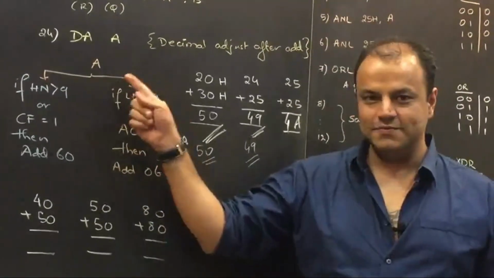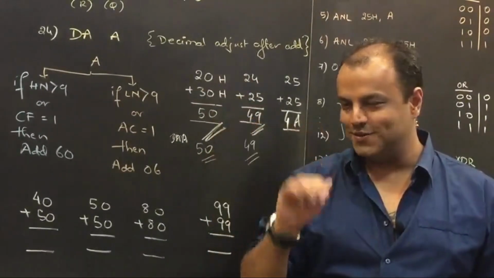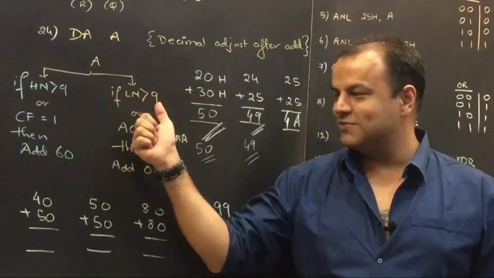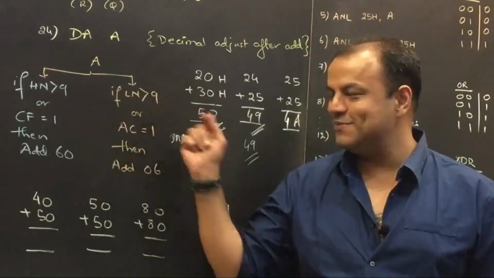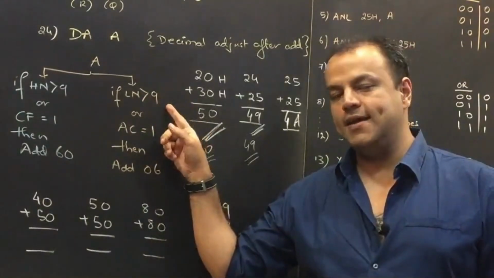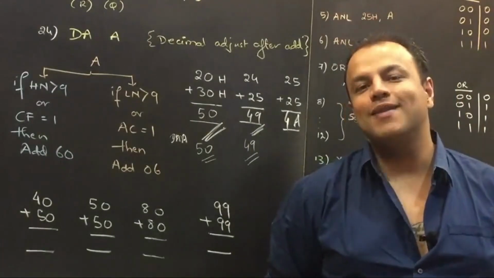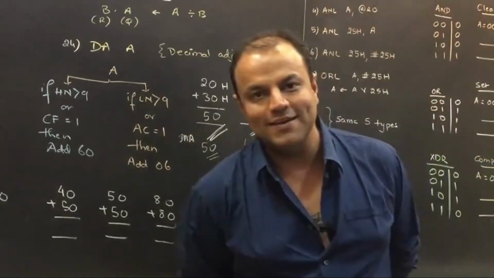DAA looks at A register. When you do DAA, A register contains the result of your addition. A has two nibbles, a lower nibble and a higher nibble. It will first check the lower nibble. If the lower nibble is greater than 9, only then it will do the adjustment. Please tell me, why 9? What's so special about 9?